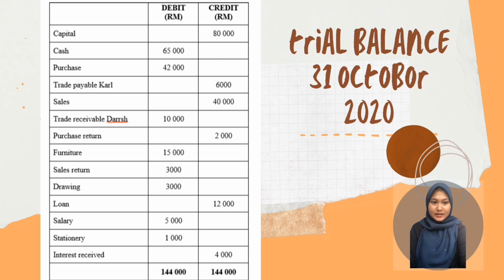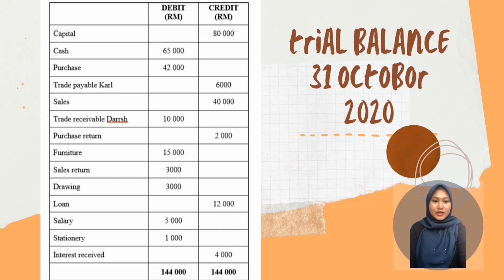On the debit side, cash account amount is 65,000 and purchase account is 42,000. Next is trade payable and sales account. On the debit side, trade payable amount is 6,000 and sales account is 40,000. Next is trade receivable. On the debit side, 10,000, and purchase return is on the credit side and the amount is 2,000. Next is furniture, sales return and drawing account.